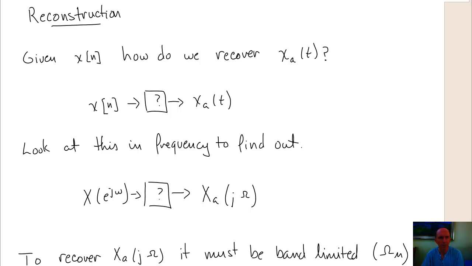Good morning. Last time we talked about sampling. This time we're going to talk about reconstruction. In other words, if we have a discrete signal, how do we recover the original continuous time signal again? Now it turns out that doing this in frequency is much easier to see what we have to do. So let's see what we have to do.